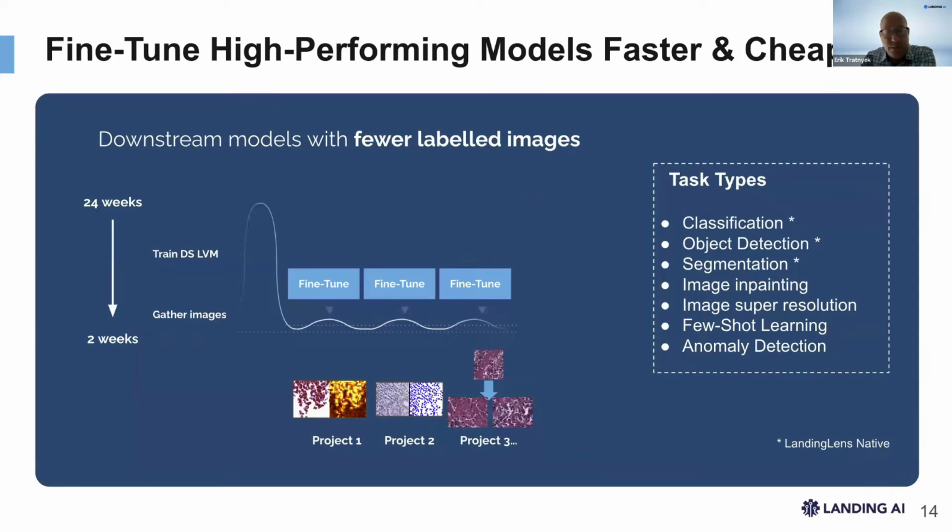object detection, segmentation. There are other types of downstream tasks that we're working on as well, including image in-painting, image super resolution, few-shot learning approaches, and anomaly detection.